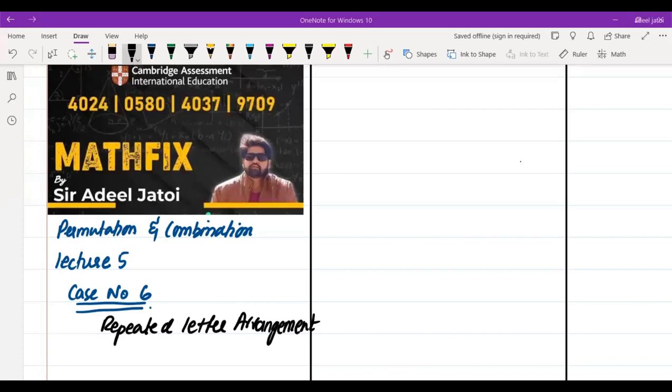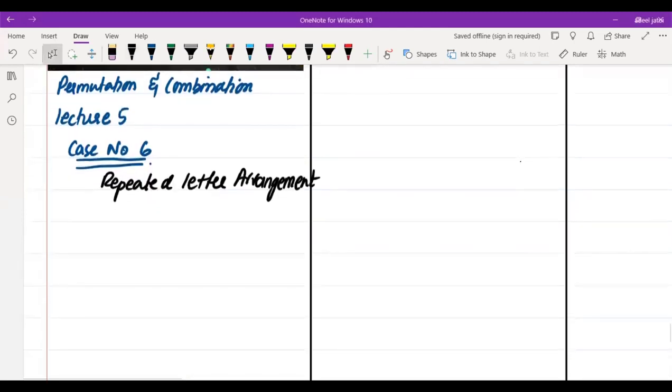Okay, ji. Permutation combination lecture number 5, case number 6. This is repeated letter arrangement. Now let's just say that normally we had A, B. So when we had A, B, these two letters are very different. So that means we can write this thing as B, A as well, placing the second letter first and the first letter afterwards. So for this, what we did was 2 factorial, which was that this has two arrangements in total.